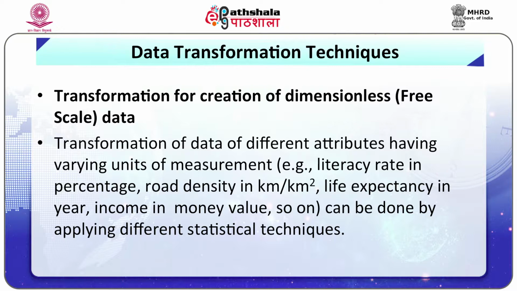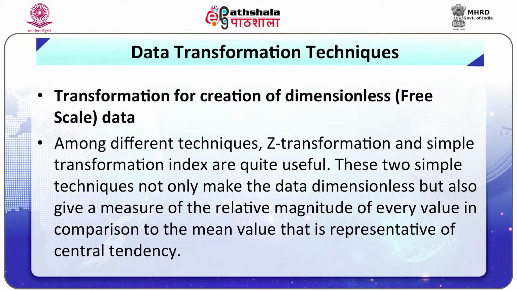Transformation of data pertaining to different attributes having varying units of measurement, for example, literacy rate in percentage, road density in kilometer per square kilometer, life expectancy in years, income in money value, and so on, can be done by applying different statistical techniques. Among different techniques, Z transformation and simple transformation index are quite useful.